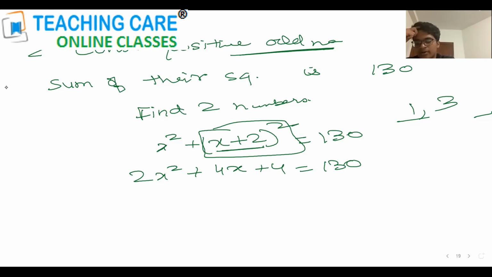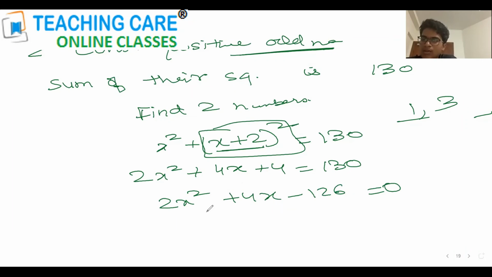So we get 2x square plus 4x minus 126 equal to 0. You can take 2 common from here and it will be x square plus 2x minus 63 equal to 0. Taking 2 common and taking it to the right side will give you 0.